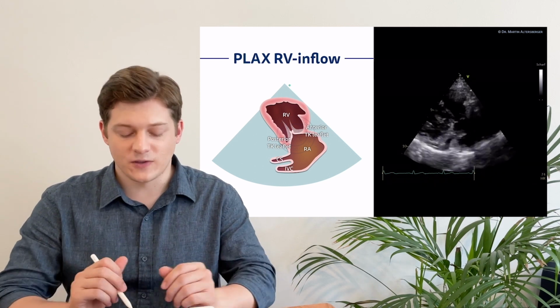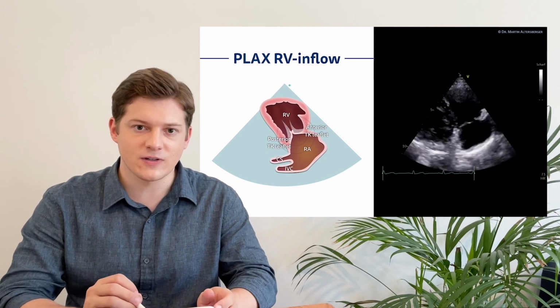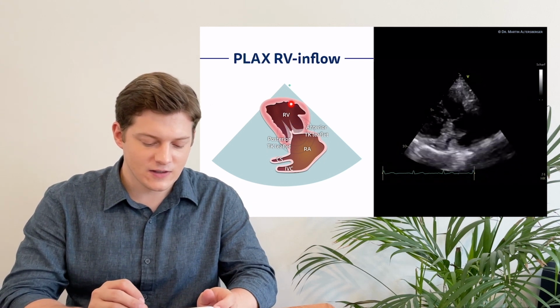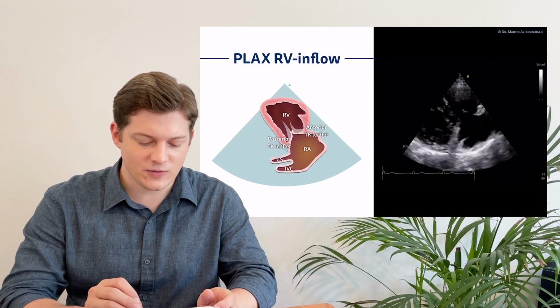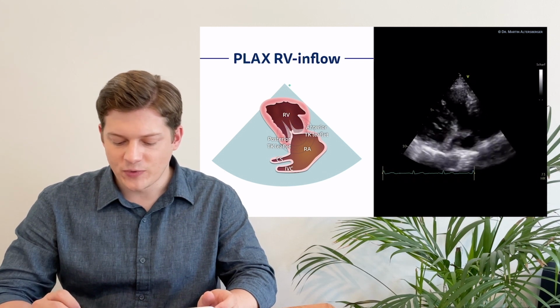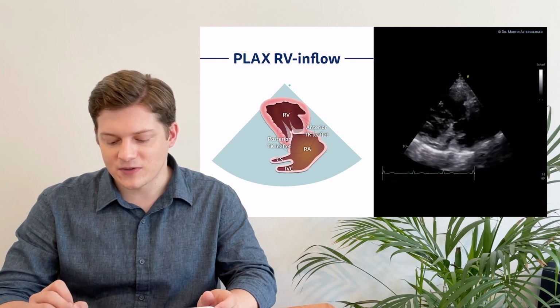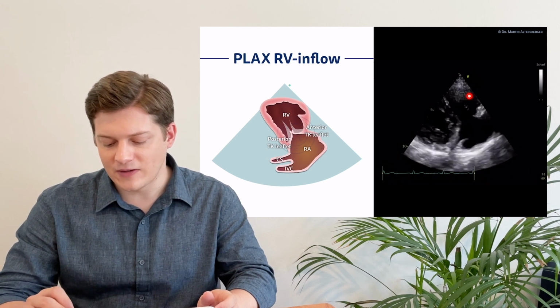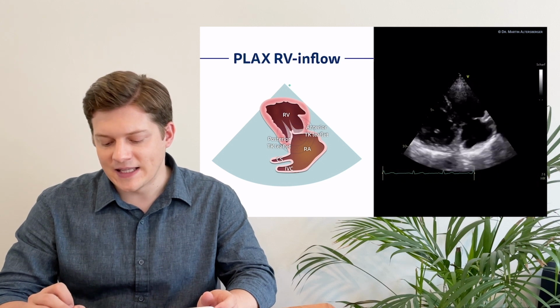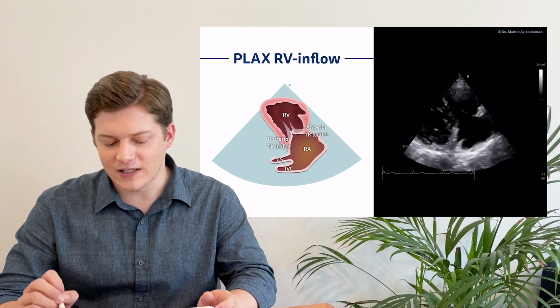If you do that, you will get a nice view of the right ventricle. You can see the right ventricle over here. This is the right ventricle, the cavity of the right ventricle. You can see it in this B-mode image over here. Don't get confused. This is the left ventricle. This is the right ventricle. And now we are focusing on the right ventricle and the structures in the right heart. This is the tricuspid valve. This is the right atrium.